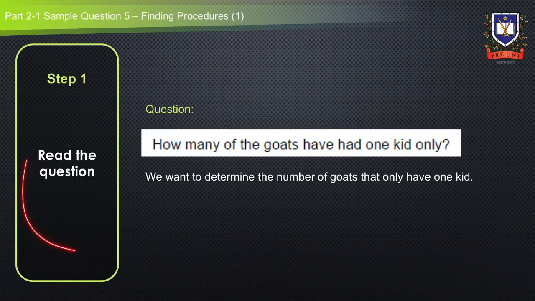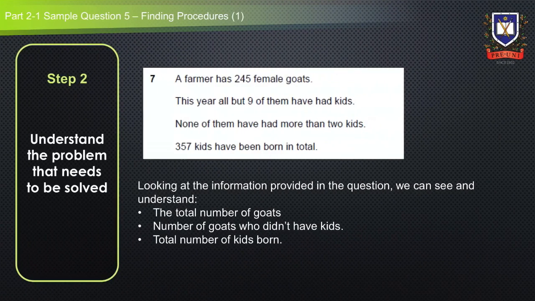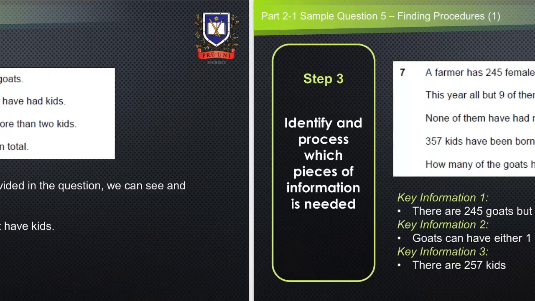The first step is to read the question. The question says, how many of the goats have 1 kid only? We want to determine the number of goats that only have 1 kid. Step 2 is to understand the problem that needs to be solved. Looking at the information provided in the question, we can see and understand the total number of goats, the number of goats who don't have kids, and the total number of kids born.